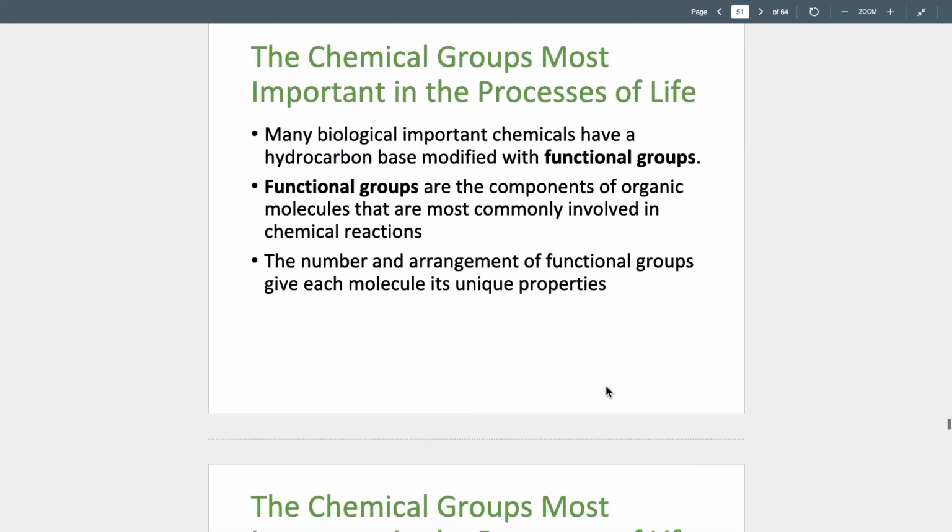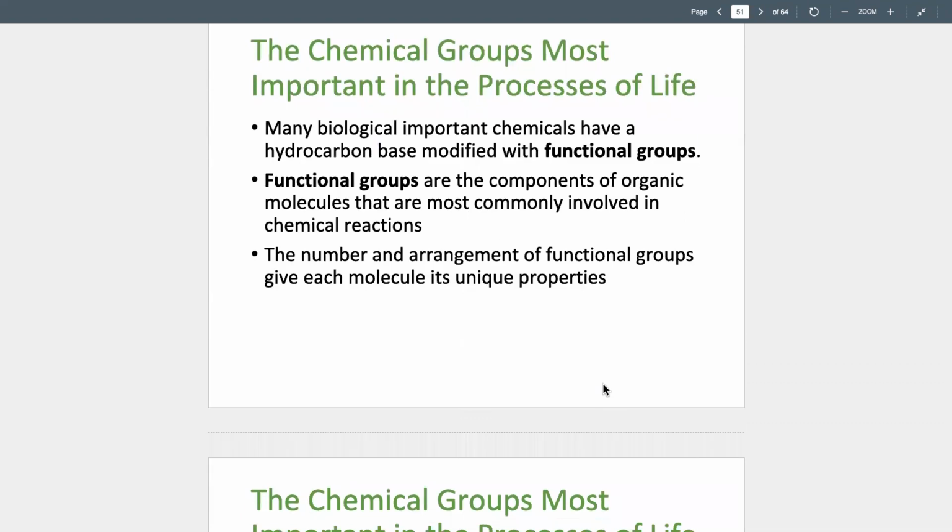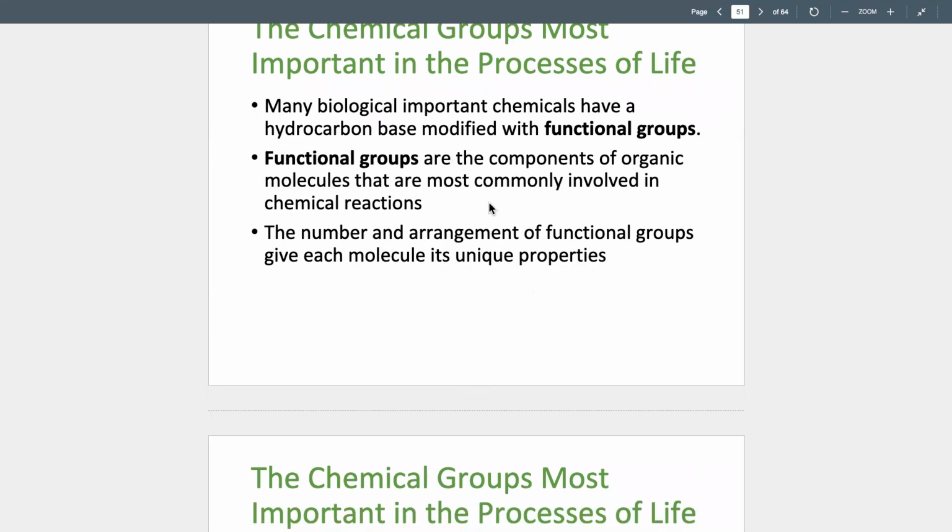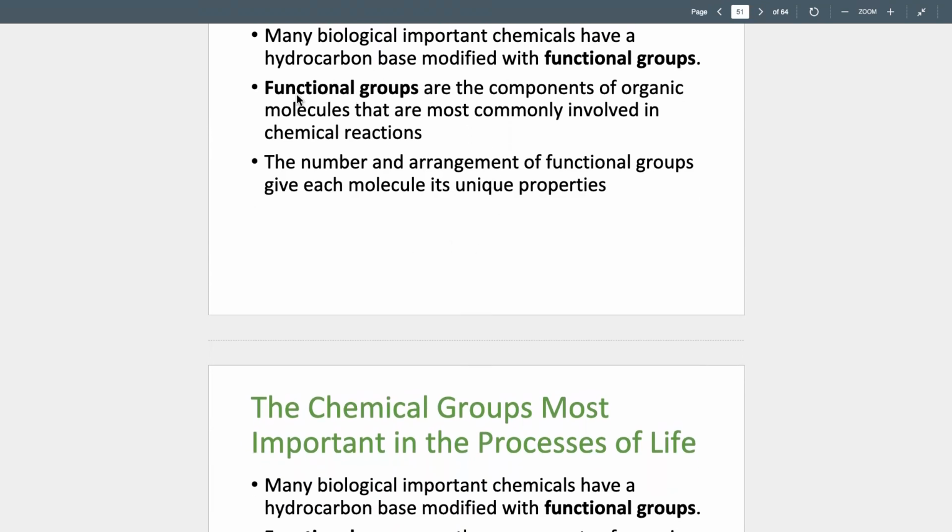All right. So the chemical groups most important in the process of life. Many biological chemicals are important, and they're most often going to have hydrocarbon bases modified with functional groups. So what are functional groups? Functional groups are the components of organic molecules that are most commonly involved in the chemical reaction. So that's a key to remember. The functional group is the group that's most commonly involved in chemical reactions.